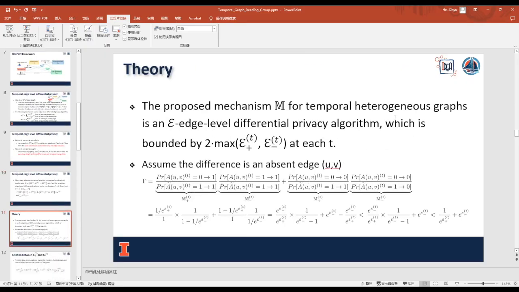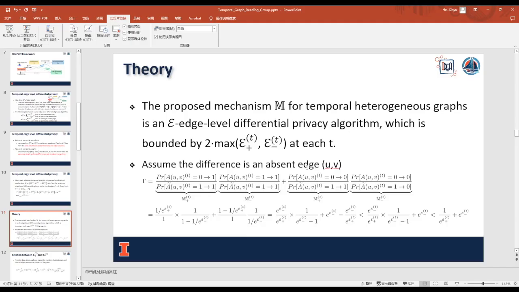Here we give our theoretical conclusion that the proposed mechanism M that we mentioned before is an epsilon edge-level differential privacy algorithm, which is bounded by 2 times max epsilon plus epsilon minus at each t. Here I will not go into the mathematical details of the proof, but I will briefly introduce the general idea for the proof of the theorem.